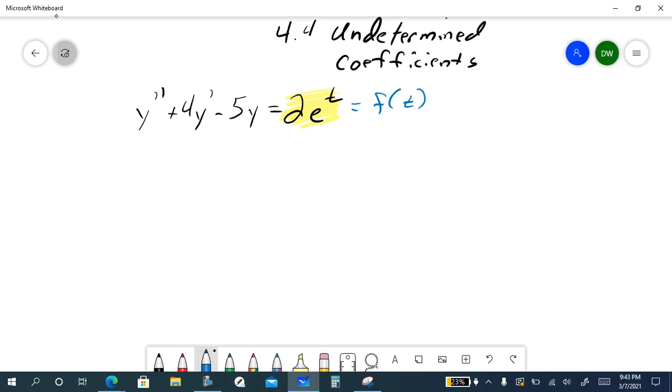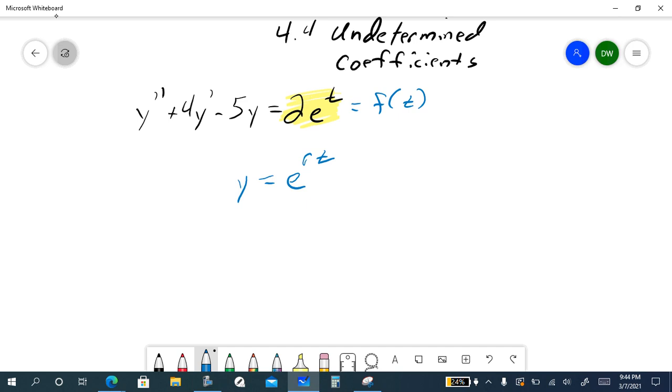When we looked at the previous section, when we were equal to 0, we realized that in order for our second derivative, our first derivative, and our function to combine as a linear combination and equal 0, we were limited to what our solution could look like. So typically our solution was of the form e to the rt with the coefficient in front, because when we took the derivative and the second derivative of that function, we ended up with something of the same form.